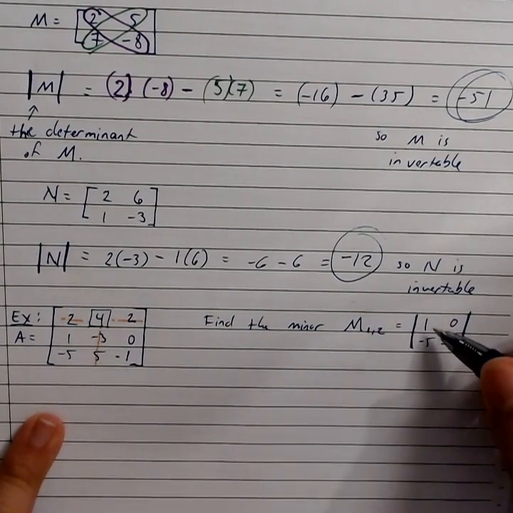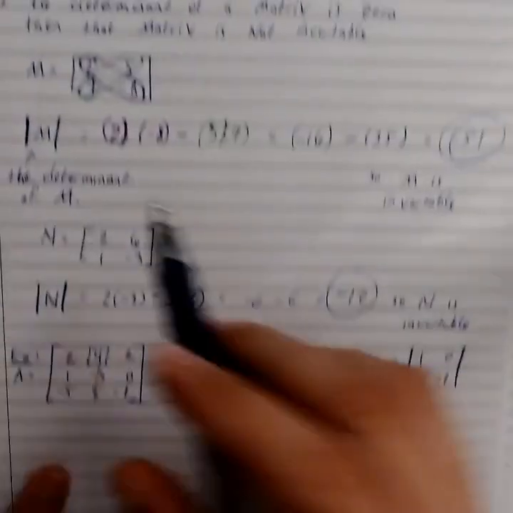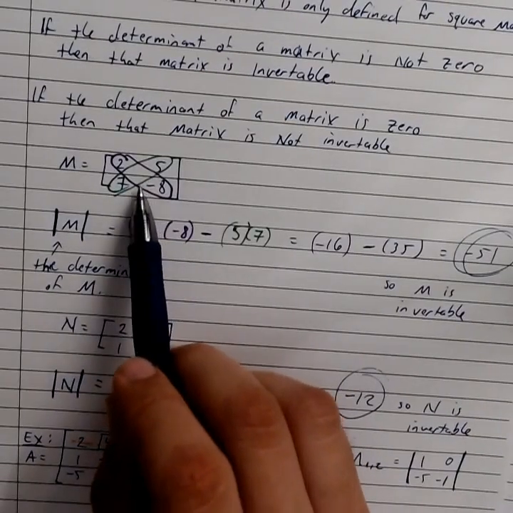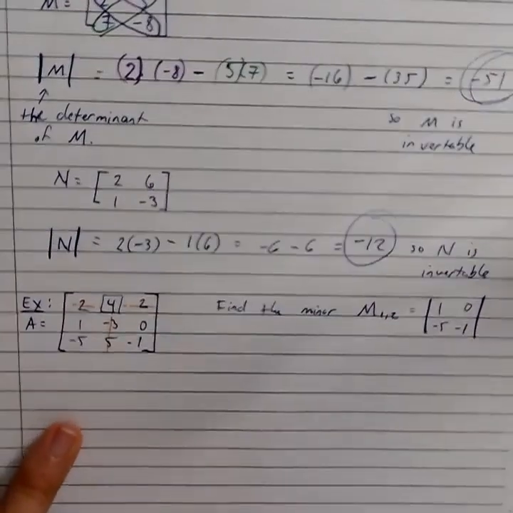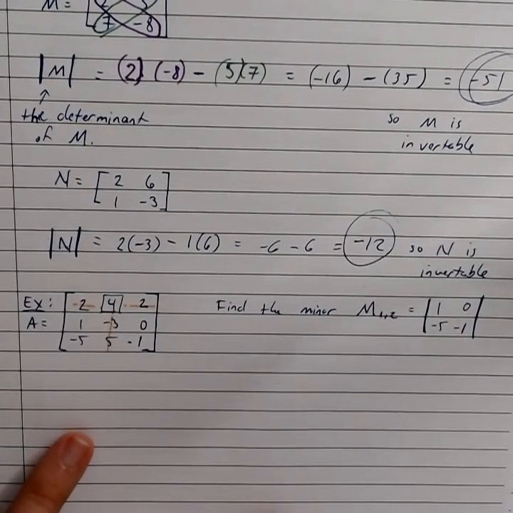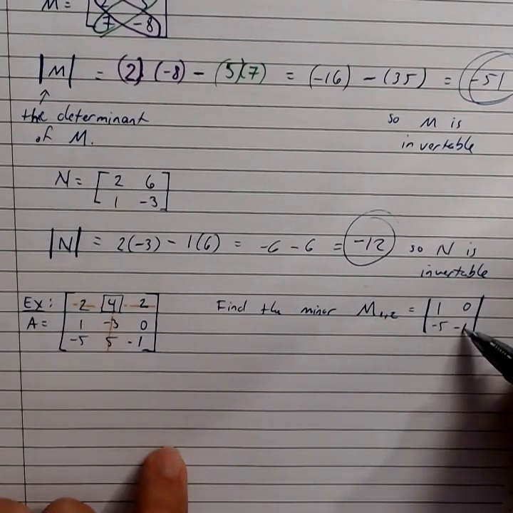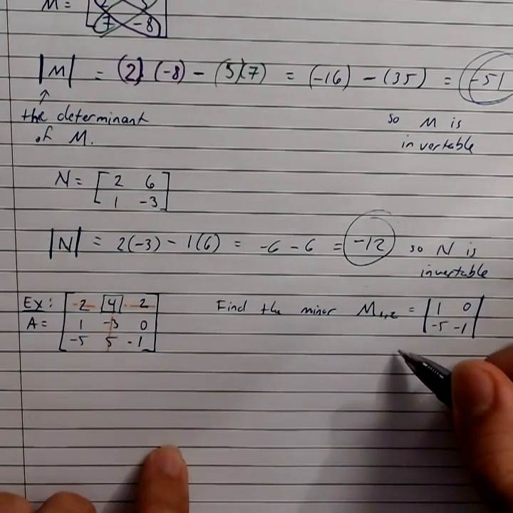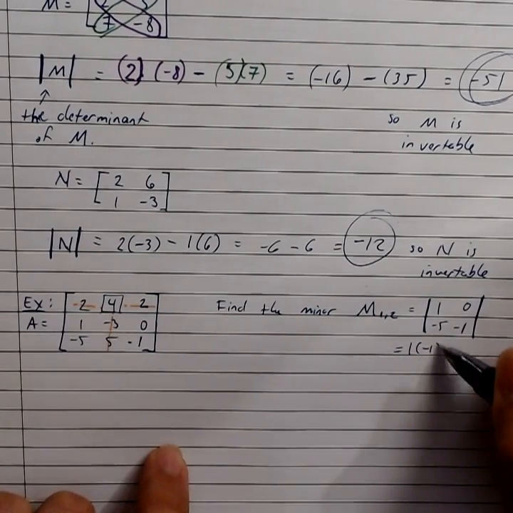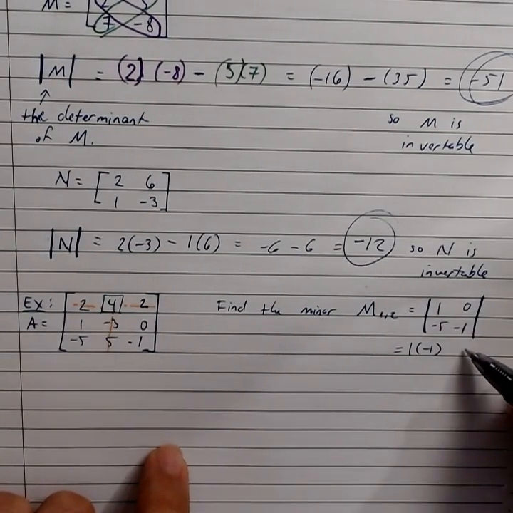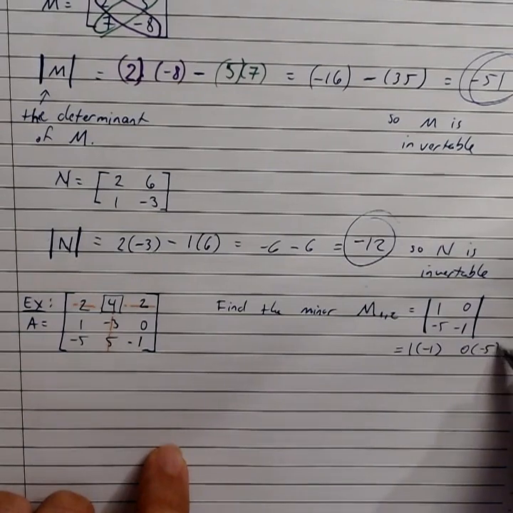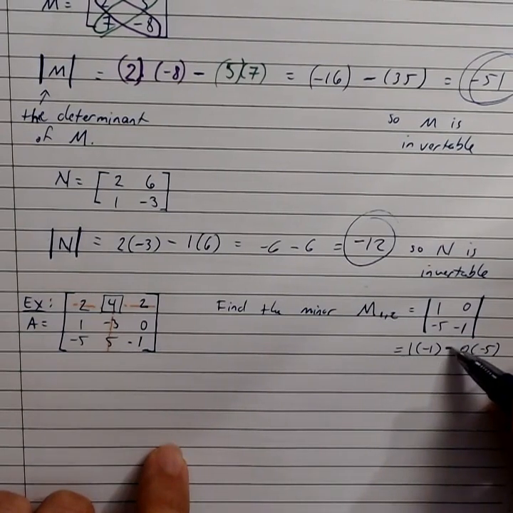Okay, cool. So now, the determinant of this is nice and simple, just like we saw above. Anyway, we're going to multiply these two together. So 1 times -1, and then we're going to multiply these together. That's going to be 0 times -5, and then we're going to subtract those.